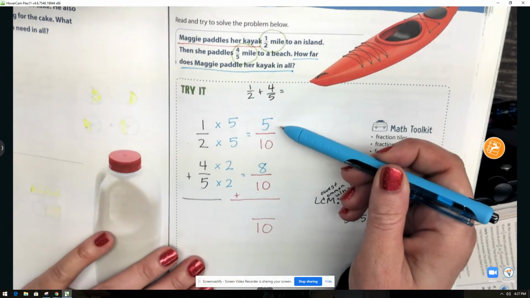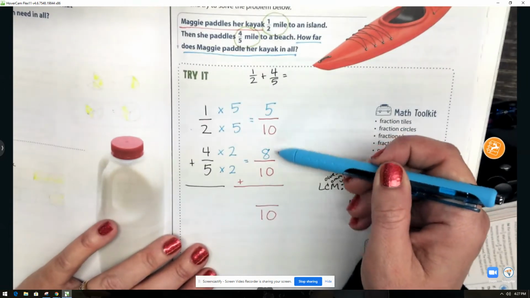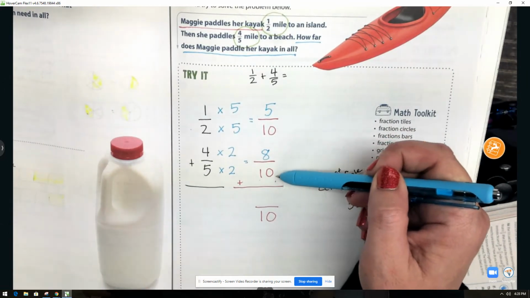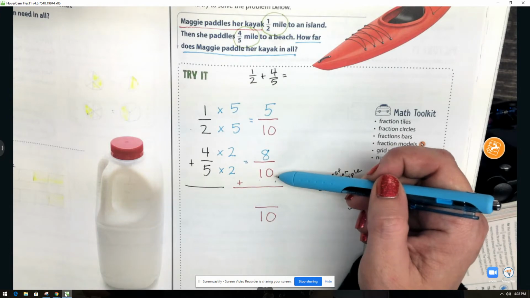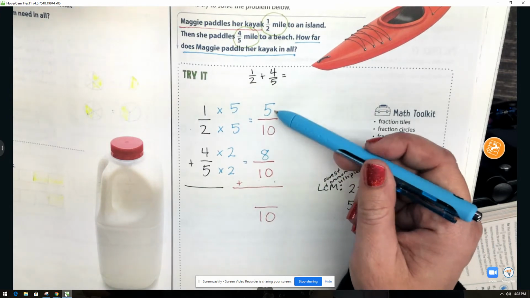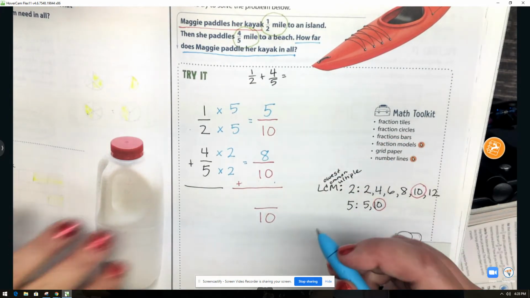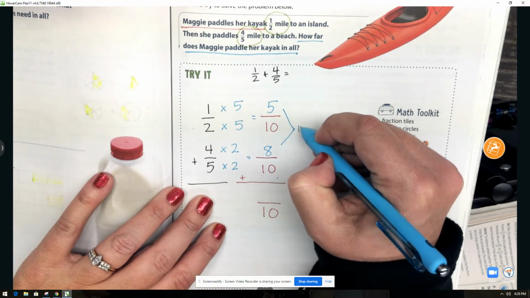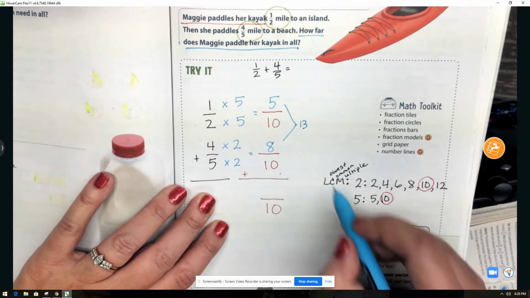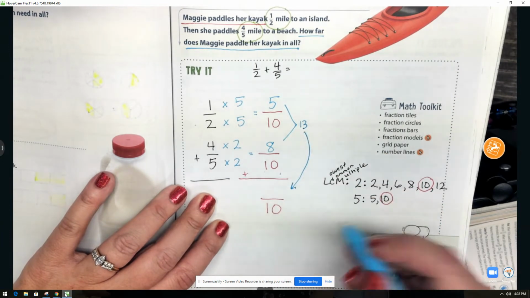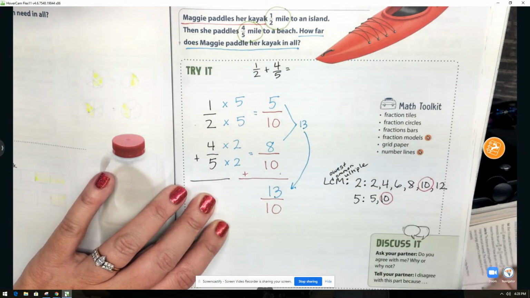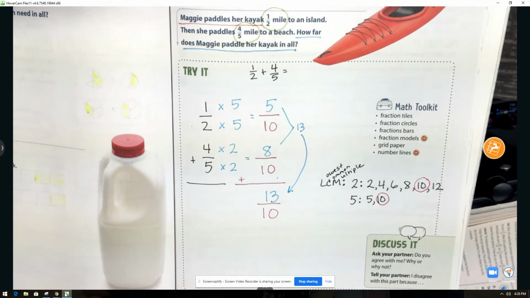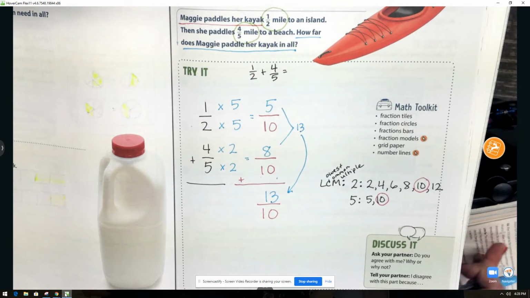Now that we have equivalent fractions and we have common denominators, we can add our two numerators. So we can add 5 plus 8 equals 13. And then that 13 comes down to our answer, and our answer is 13/10.